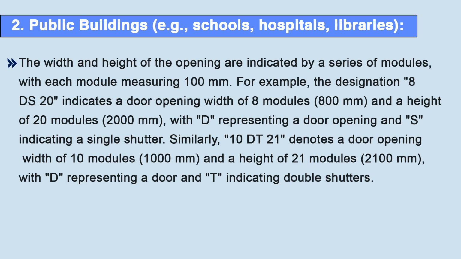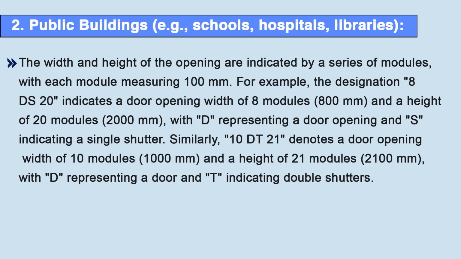The width and height of the opening are indicated by a series of modules, with each module measuring 100 mm. For example, the designation 8DS20. What does it indicate? It indicates a door opening having a width of 8 modules. One module means 100 mm. So, 8 module width means 800 mm width.